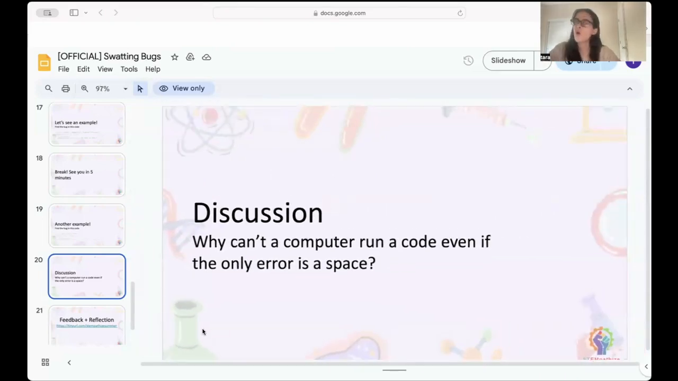So think about all the different types of error we looked at. And why I told you the computer won't understand is because we're speaking its language and it only understands its language. So to a human, a space is like, okay, you just added a space. But to a computer, a space is something we're trying to tell it. And if we just put random spaces in, it doesn't understand what we're trying to tell it. So I want you to answer this question as well. Why do you think a computer can't run a code even if the only error is a space?